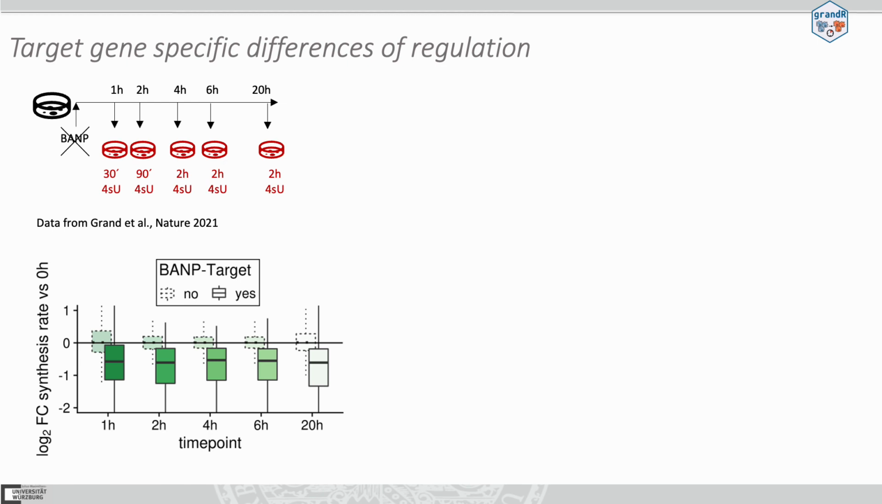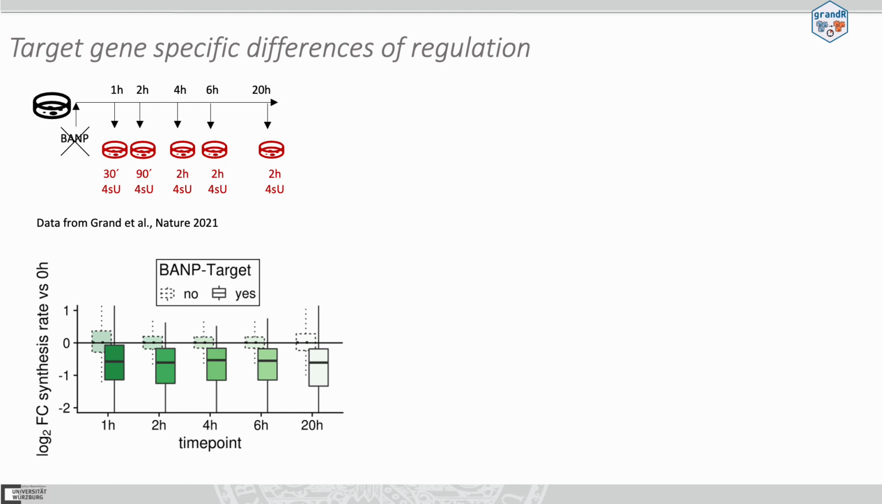For each time point, we saw that the RNA synthesis log2 fold changes for BAMP targets were shifted towards negative values compared to non-targets. This is remarkable, especially for the 1 hour time point where labeling only was 30 minutes and shows that the synthesis rates were reduced immediately once BAMP was depleted from the cells and stayed constant for at least 20 hours.